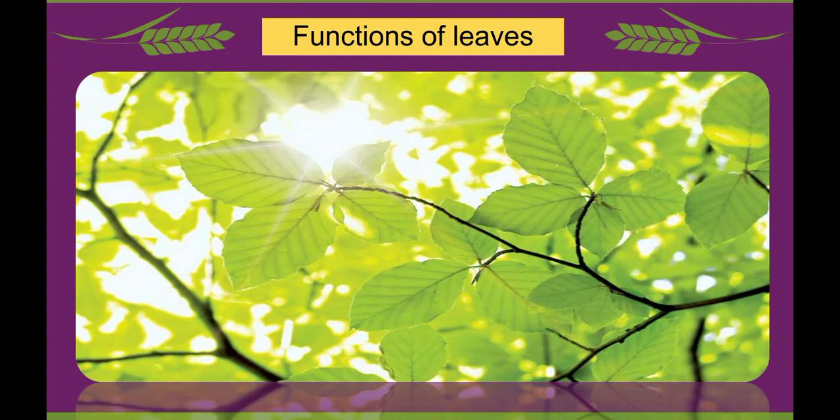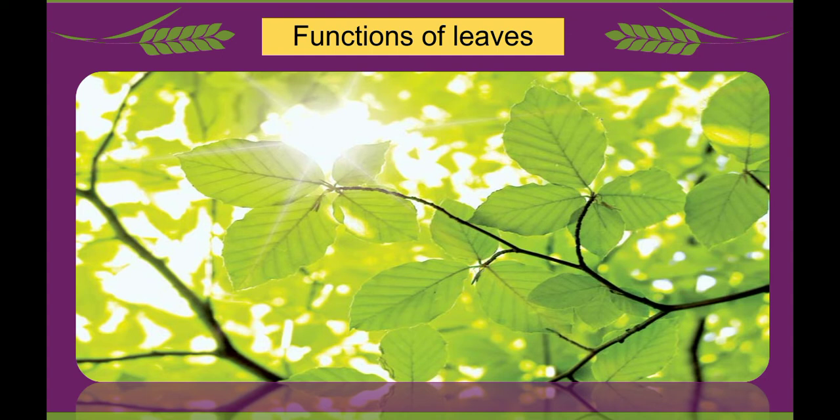The leaf of the plant we call the kitchen of the plant, because leaves prepare food for the plant. While making food, leaves take in carbon dioxide and they leave out oxygen. And the oxygen that the leaves leave out, we are using for breathing.